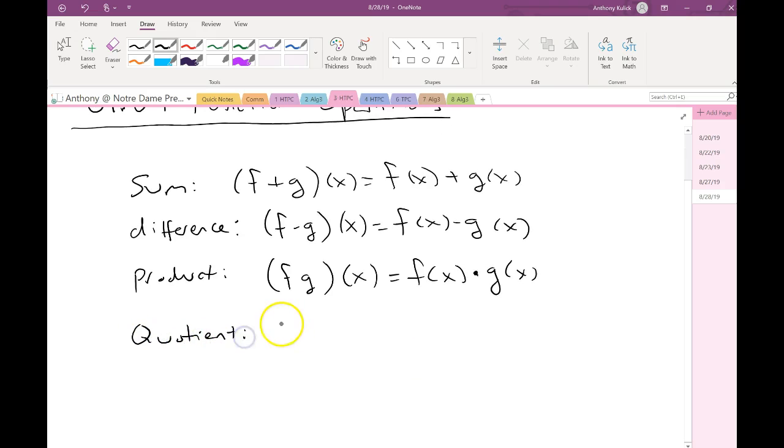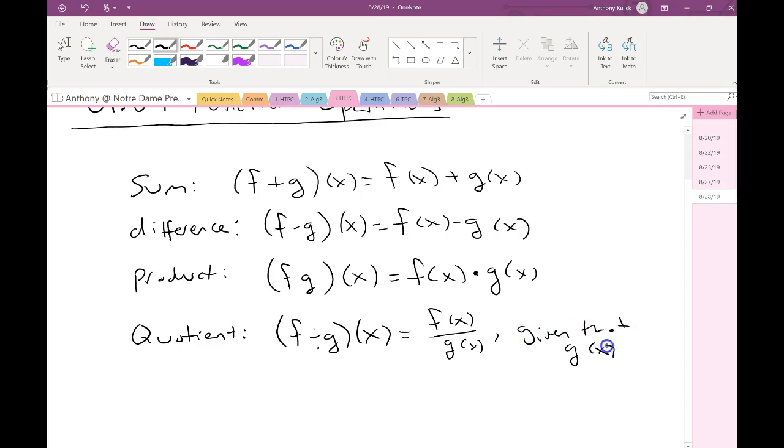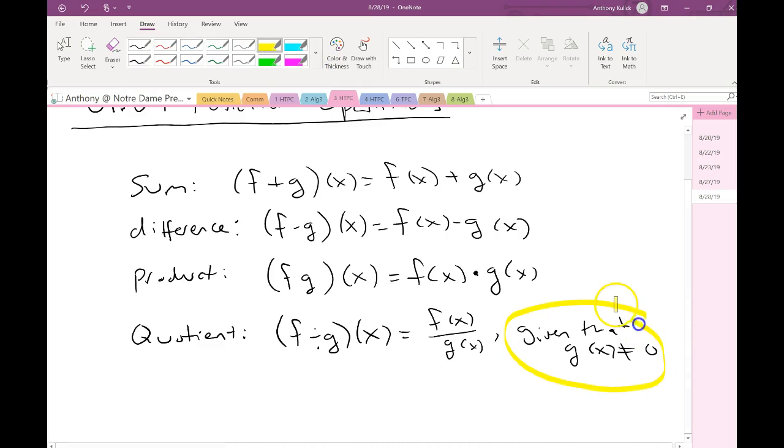And if we talk about division or quotient, f divided by g of x is the same thing as f of x over g of x, given that g of x is non-zero. For the quotient, why do we have this extra requirement that g of x is non-zero? Exactly. Can't divide by 0. You can't have 0 in the denominator.